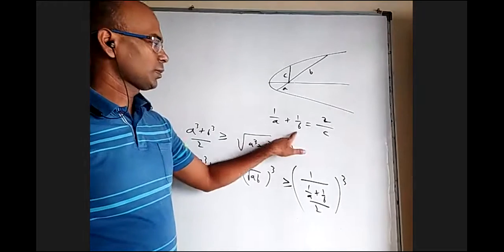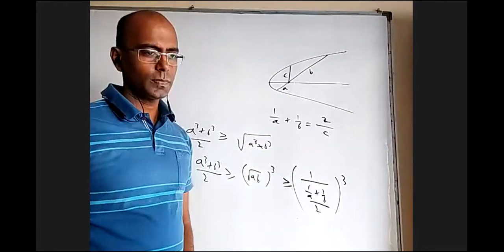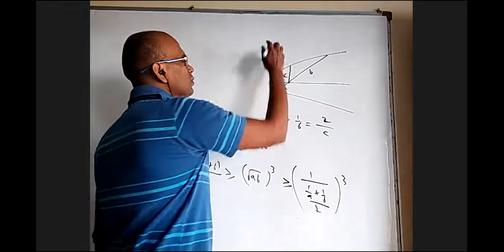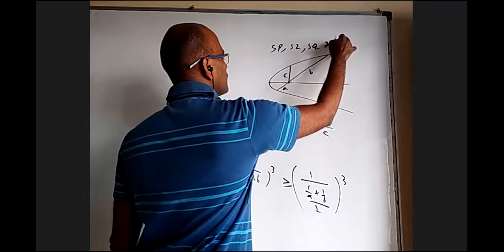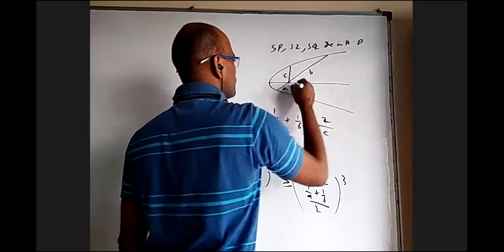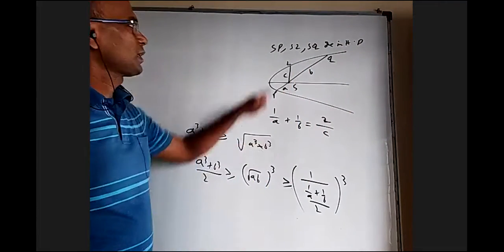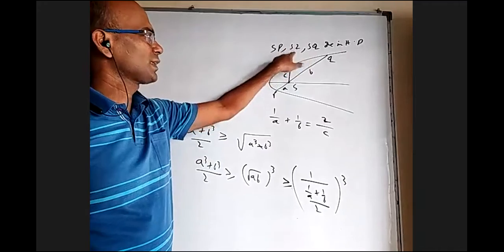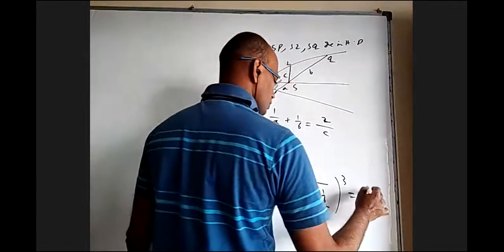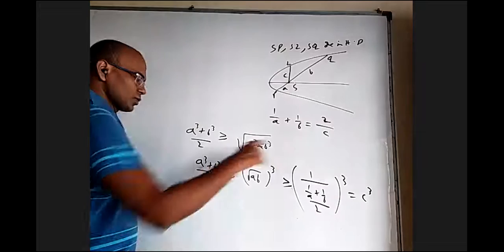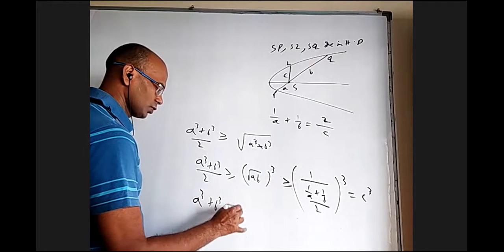But what is 1 by A plus 1 by B by 2? That will be 1 by C. Goes up, it will become C. In fact, we generally know SP, SL and SQ are in harmonic progression. If this is S, this is P, this is Q and this is L, that means for SP and SQ, the harmonic mean is SL, which is the semi-latus rectum, which is C. So directly this is C, which is equal to CQ. When you send this 2 there, you will get A cube plus B cube is greater than or equal to 2C cube.